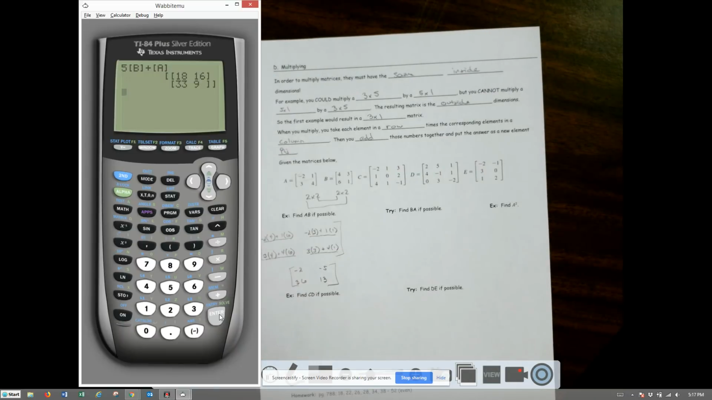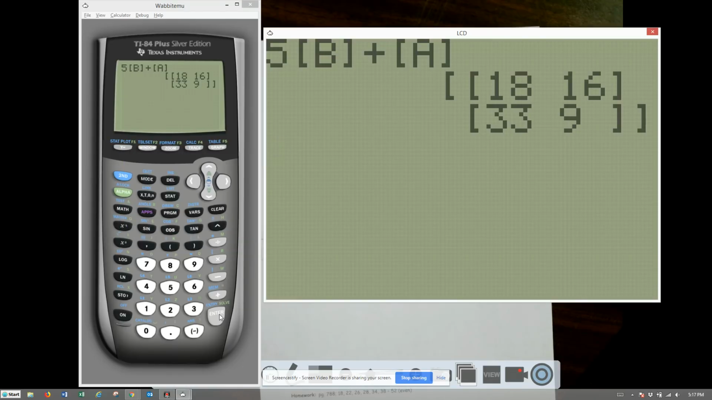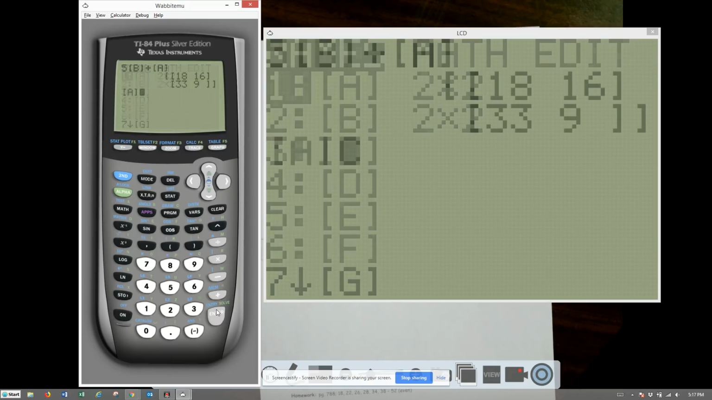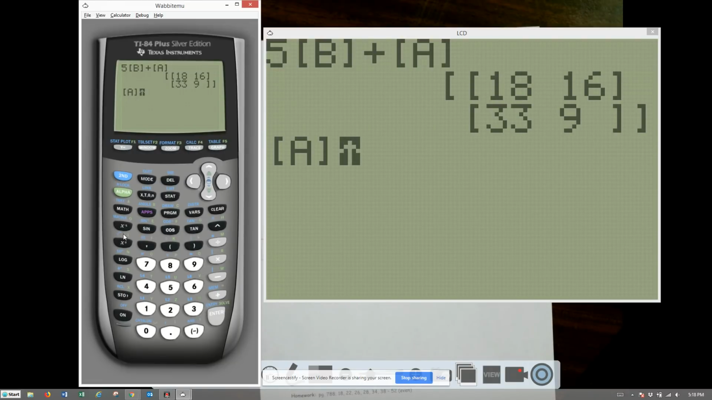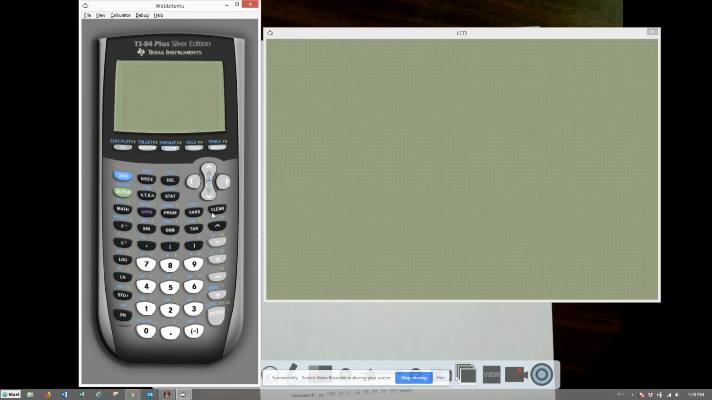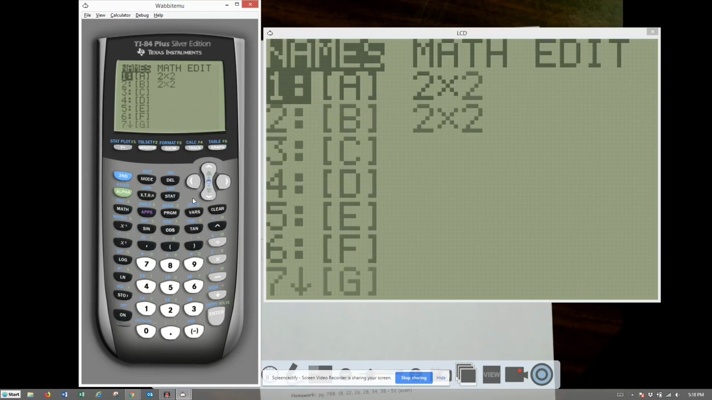So let's take a look here. Let's go ahead and select matrix A, times matrix B. Hit enter. Negative 2, negative 5, 36, 13. So we know it works. Now let's go ahead and clear our screen and do the next example, which says B times A. Let's just go ahead and let our calculator do that for us.